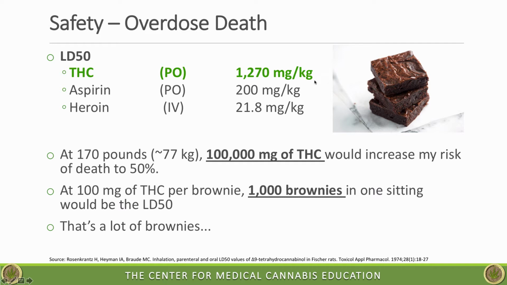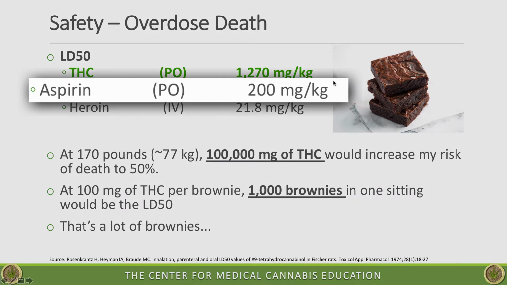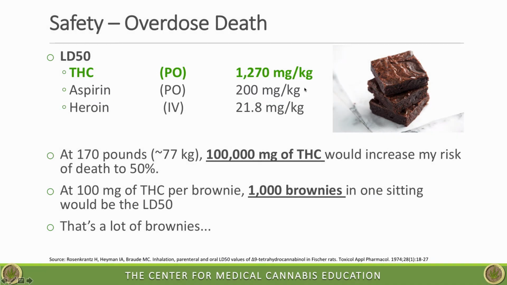If we compare the LD50 of THC to aspirin, both administered orally, we can see that THC may be more than 6 times safer than aspirin, which is considered pretty safe. If we compare it to heroin, heroin is roughly 10 times more dangerous than oral aspirin, but it's not a totally fair comparison because they're using different methods of administration.